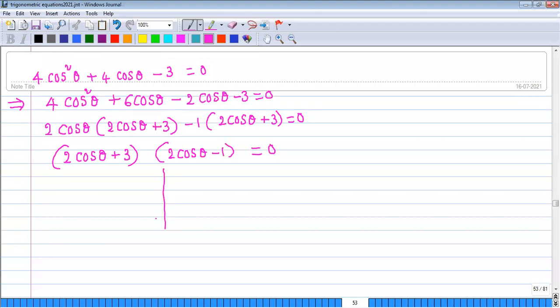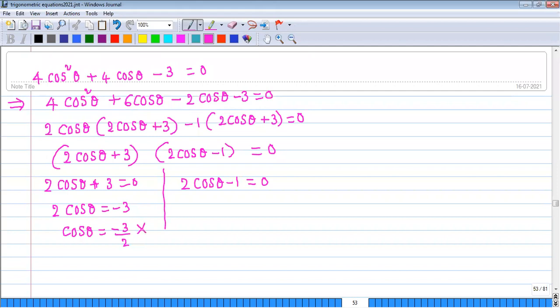We get two cases: 2 cos theta plus 3 equals 0, and 2 cos theta minus 1 equals 0. For the first, 2 cos theta equals negative 3, so cos theta is equal to negative 3 by 2. It cannot be negative 3 by 2, so this is rejected because the range of cos theta is minus 1 comma 1.